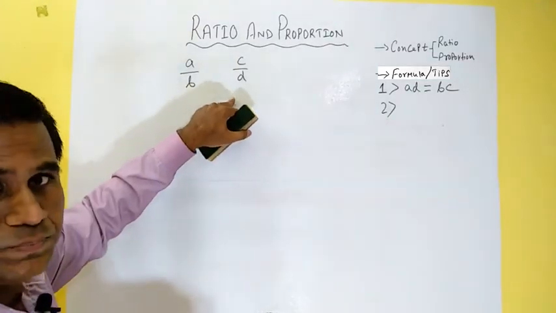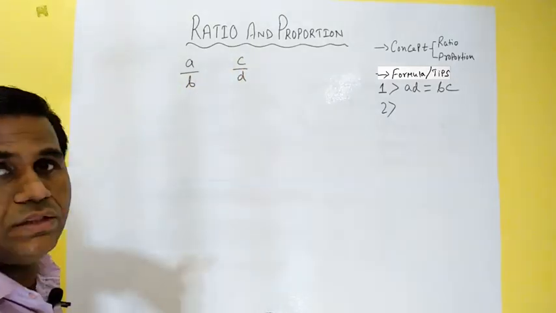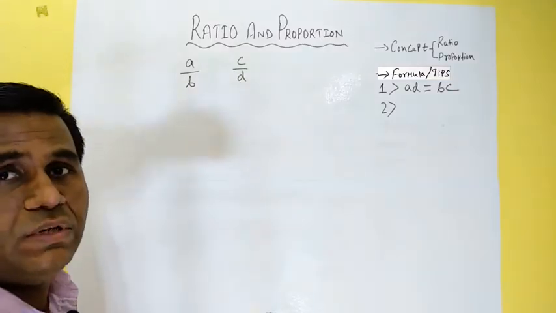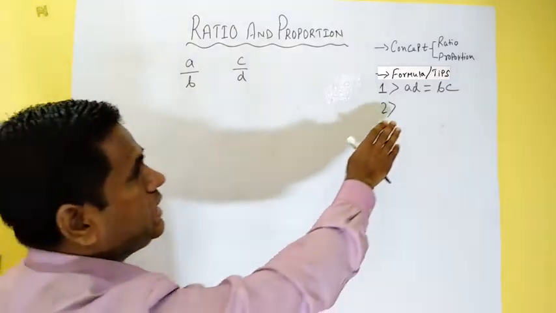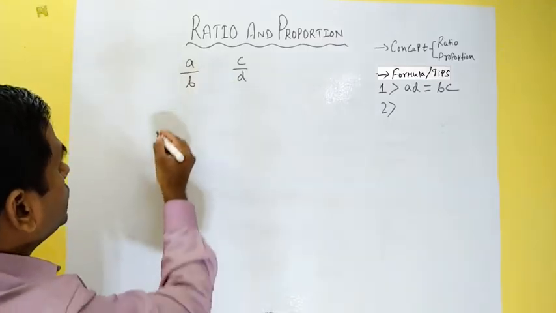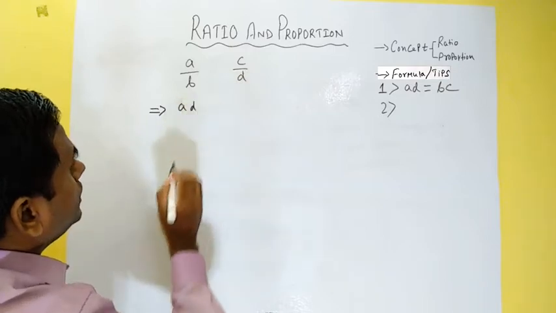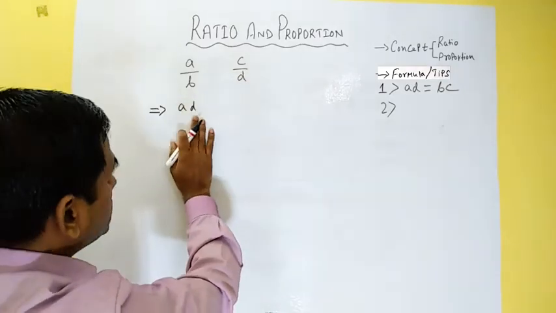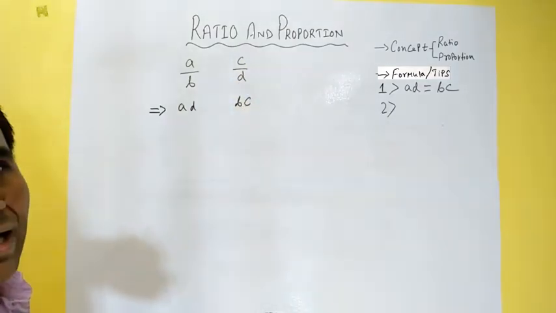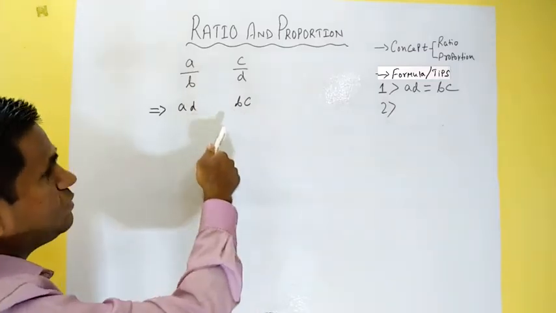So if you have this problem wherein two ratios are given, you have to find the relationship: which is the greater ratio, which is the lesser ratio, or whether they are equal. So what can we do? We will take the help of the first formula here. We do the cross multiplication. If we do the cross multiplication, you see A into D will come and will give us a value, and then B into C will also give us a value. Now we have two values upon doing the cross multiplication.